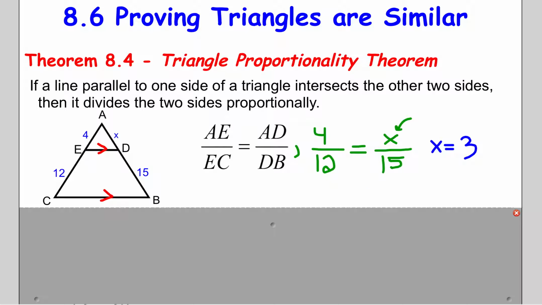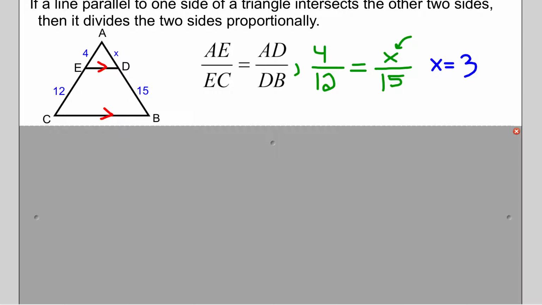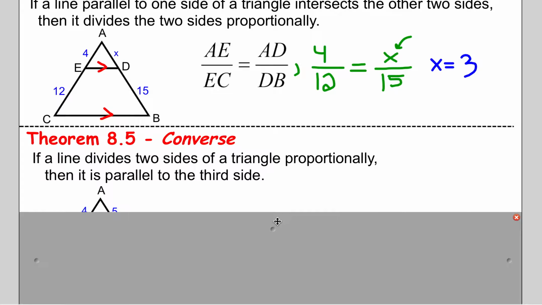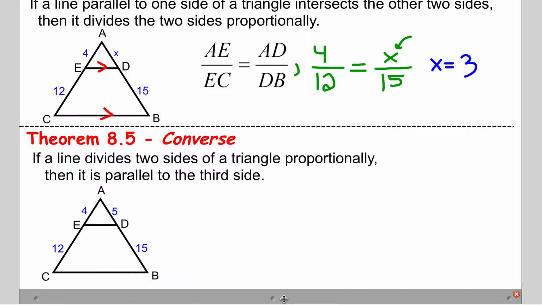So pretty simple stuff. If we have two parallel lines that are within the same triangle, it divides those sides proportionally. We will come back to that in a practice problem in a second. Moving on, the converse of that statement says this: if a line divides two sides of a triangle proportionally, then it is parallel to the third side.